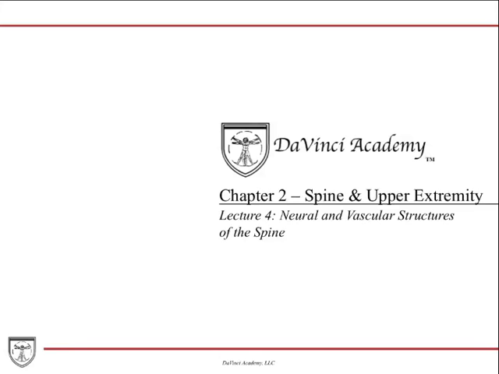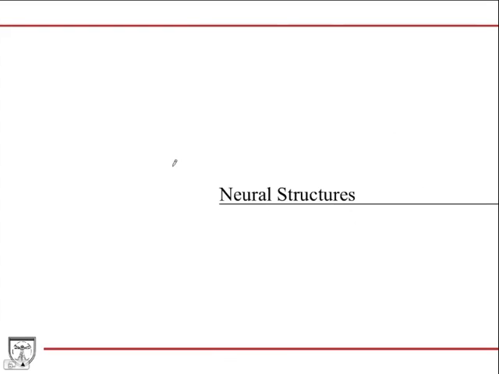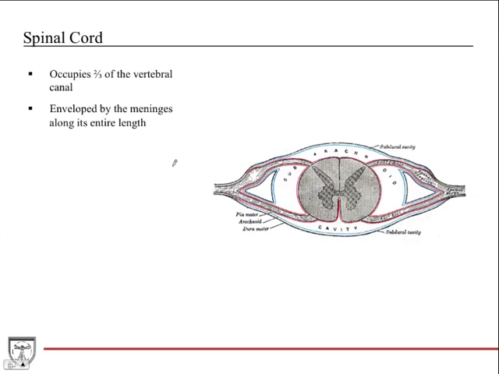In lecture 4 here, we're going to talk about both the neural structures and then the vascular structures of the spine. So the spinal cord, the spinal nerves, and then the blood vessels that are associated with the spine itself. All right, so we'll start with the neural structures. The first one, the major one, the spinal cord. It occupies 2/3 of the spinal canal.